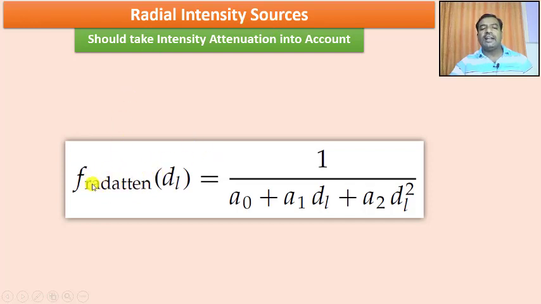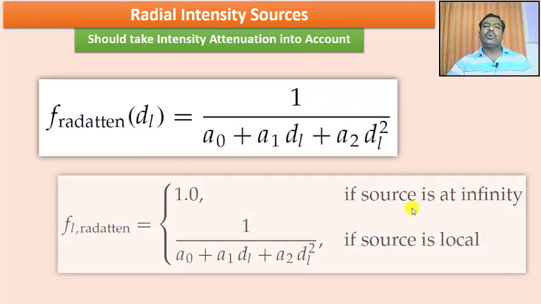And the radial intensity source, or the radial attenuation, is computed with the distance of the light source. Hence, we call this DL. So L stands for light source, D is distance. Depending upon the distance of the light source from an object, I am going to apply this formula. This A0, A1, A2 is going to be the component of a scene or an object, and the DL and the DL square is the distance of the particular object with respect to the light source.